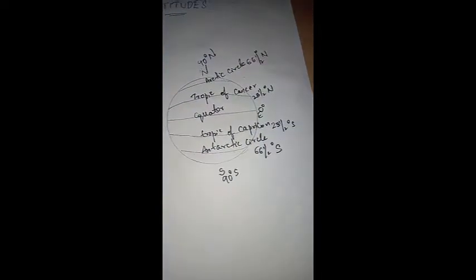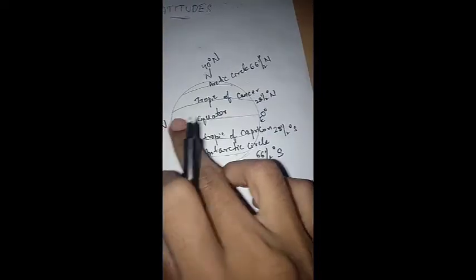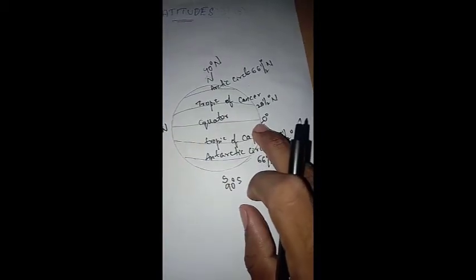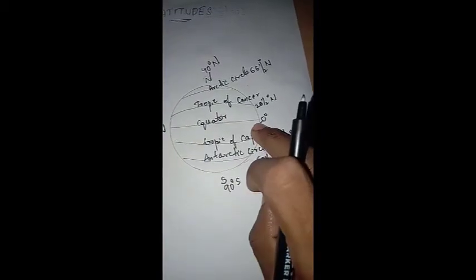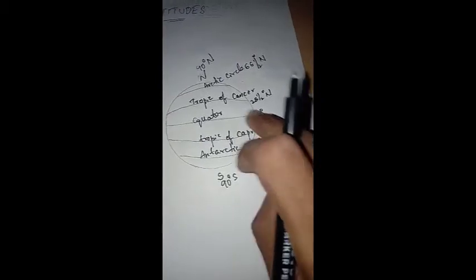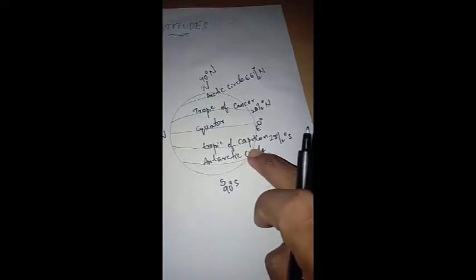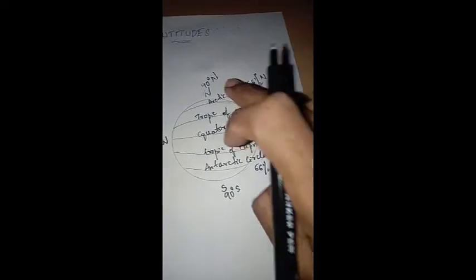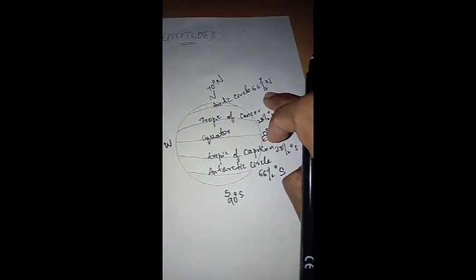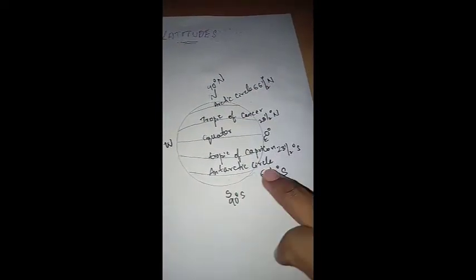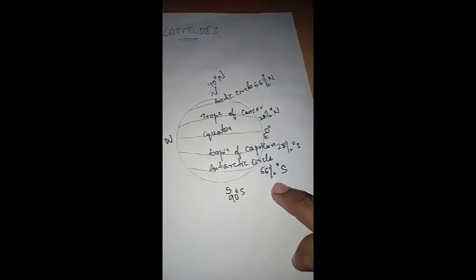Again I am repeating here: the equator lies at 0 degrees. The Tropic of Cancer lies at 23.5 degrees north. The Tropic of Capricorn lies at 23.5 degrees south. The Arctic Circle lies at 66.5 degrees north. The Antarctic Circle lies at 66.5 degrees south.